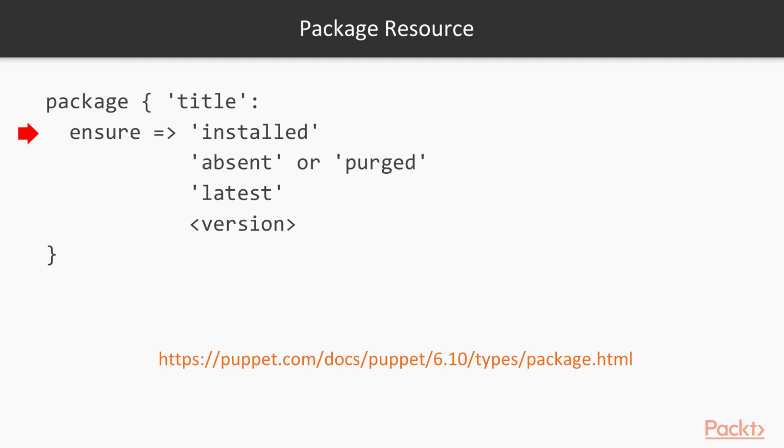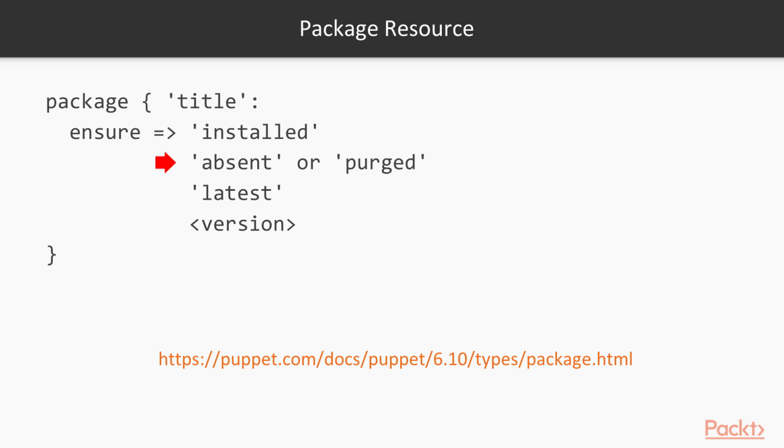Or if you want to lock it to a specific version, you can then set the ensure to that version number. If you wish to remove the package, you can use absent or purged. Absent will just remove the package, whereas purged will actually remove it and remove any configuration files. On Red Hat systems, you'll be using either DNF or Yum, or on Ubuntu, you'll be using apt. Apt or Yum, they'll take care of all these dependencies for you.